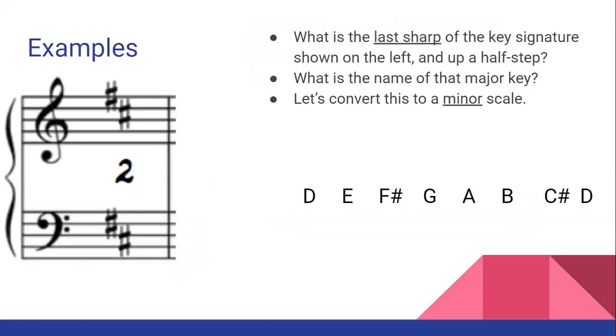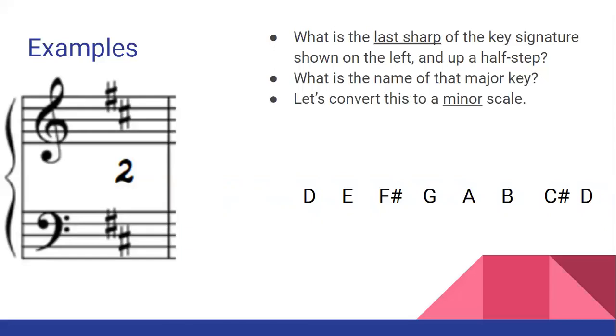Time for some sharp scales. Remember, to find the name of a major sharp scale, we need to take the last sharp, which in this case is C sharp, and just go up a half step. So what is our answer? D, D major.